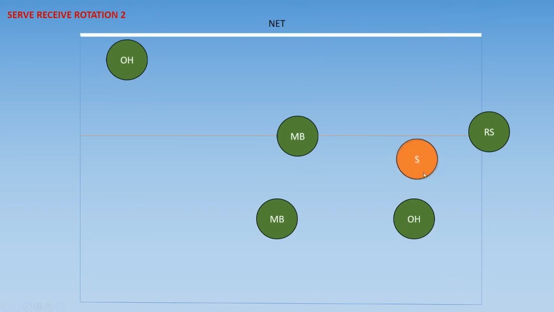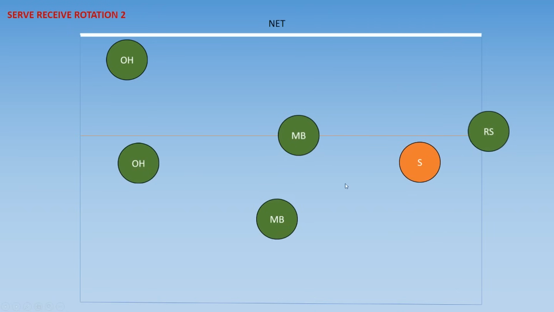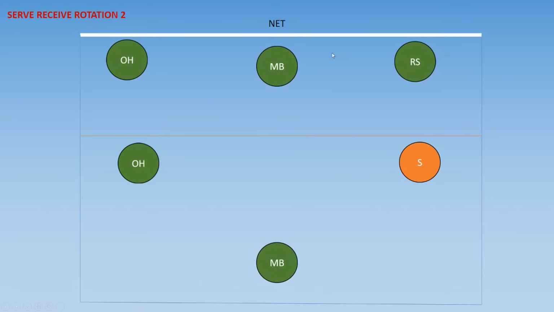So you'll see the setter is going to get to their base position. Outside hitter is going to come run over here. And the blockers are going to come over here. And I also illustrated the middle back is just going to step back a little bit because they're going to get any of the deep spikes or deep balls that come over here. And now we're back in base position now that we're on defense.